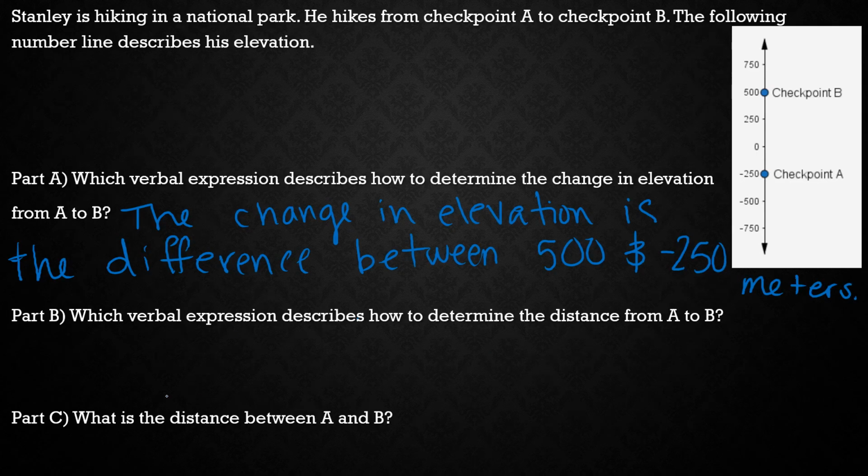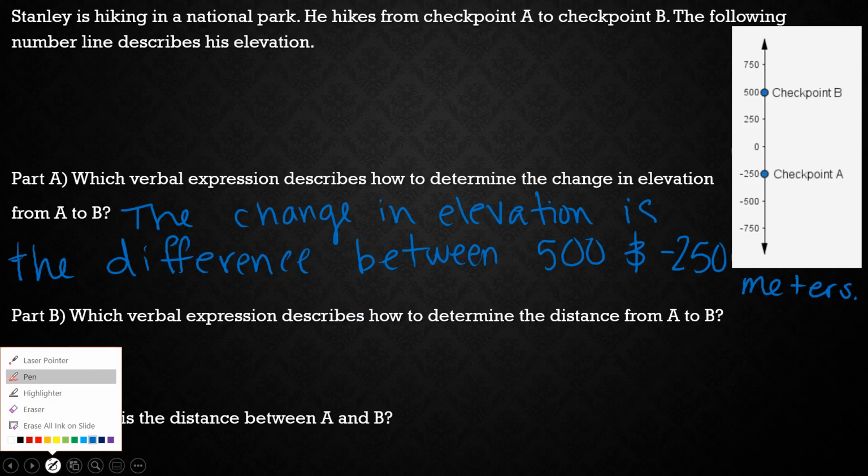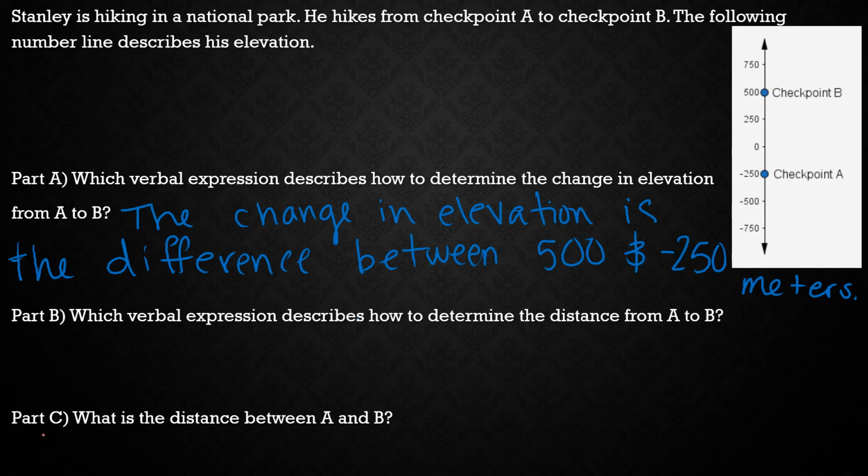Now part B is asking for the distance. Remember, distance is always positive, and those bars that we put around our distance expressions make it positive. That's what we need to add.